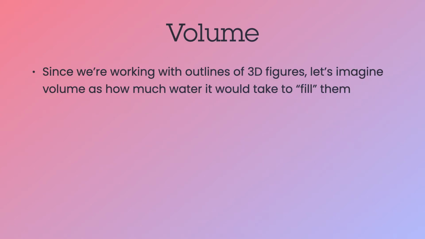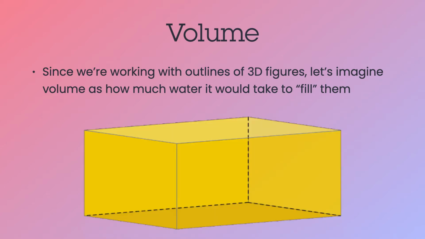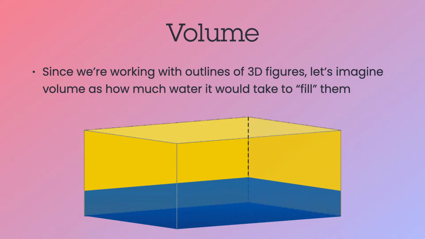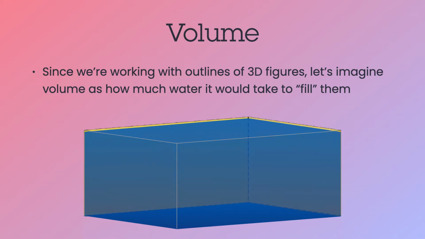Now, since we're working with outlines of 3D figures and not actual physical fish tanks and vases and things like that, let's just imagine volume as how much water it would take to fill this object. So here's a rectangular prism, and here is the bottom of the prism. What we're going to imagine is that we're going to take that bottom and start from the bottom and fill with water. That water represents the volume of the prism.